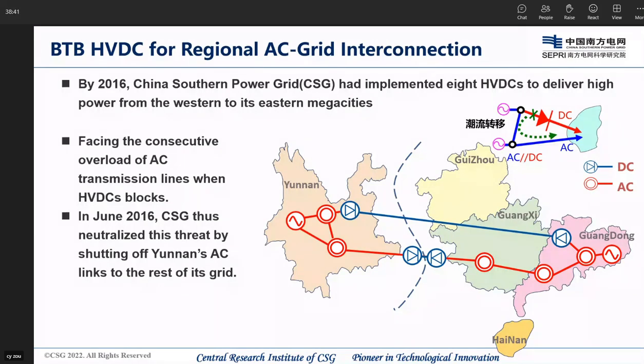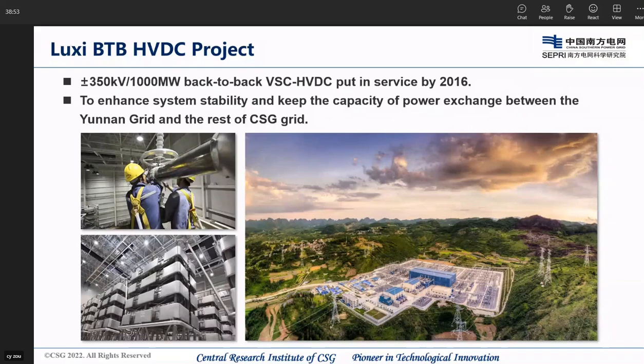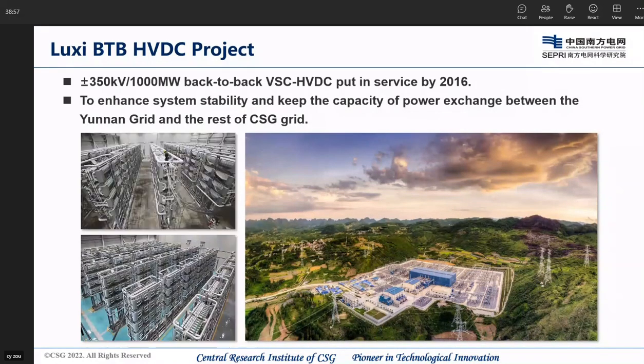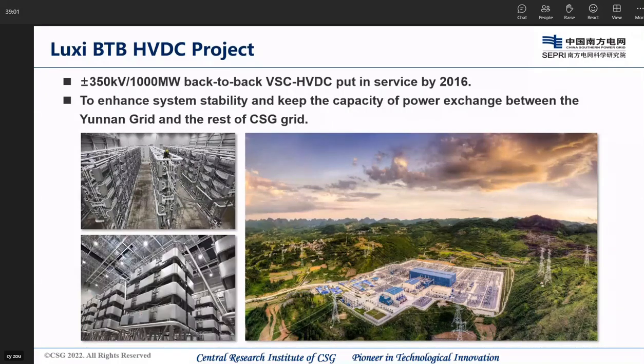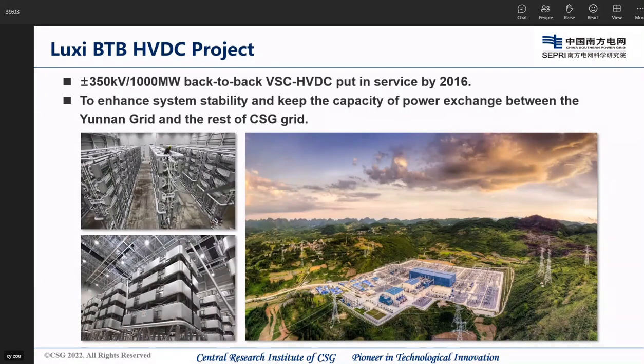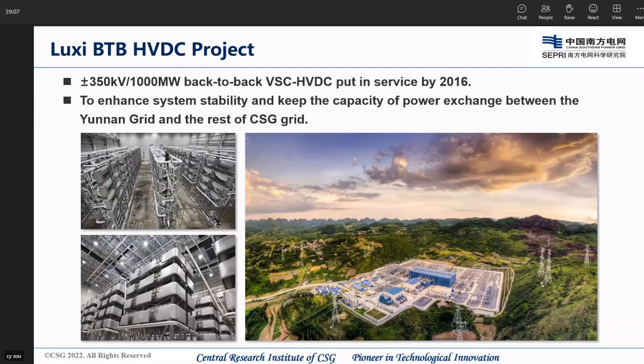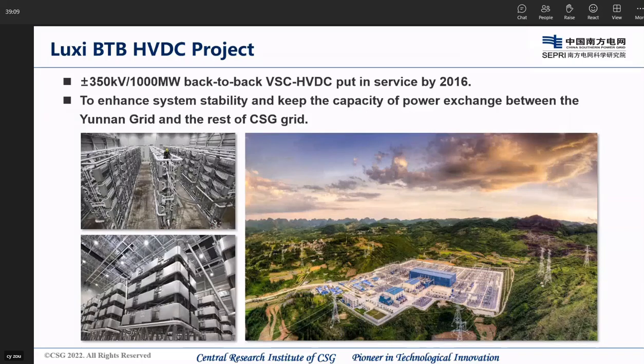So we built Luxi back-to-back VSC HVDC. It is used to deal with this problem, to enhance system stability and keep the capacity of power exchange between the Yunnan grid and the rest of the CSG grid. The 350 kilovolt, 1 gigawatt back-to-back VSC HVDC was put in service in 2016. Hybrid LCC and VSC technology is used in this project.